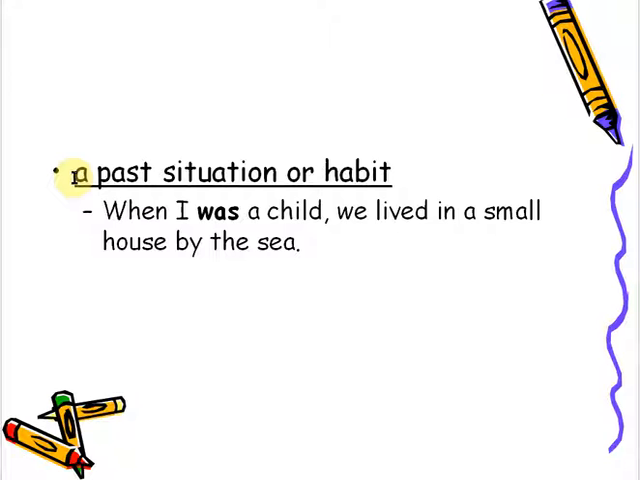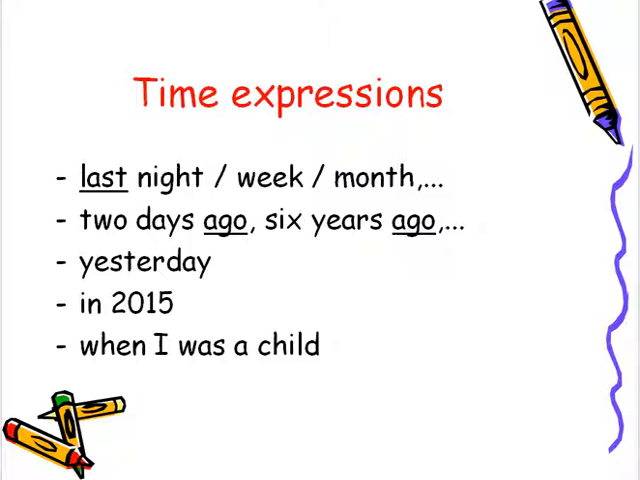Past simple is also used to describe a past situation or habit. For example, when I was a child, we lived in a small house by the sea. Past simple is always used when we say when something happened, so it is associated with certain past time expressions. For example, last night, last week, last month.